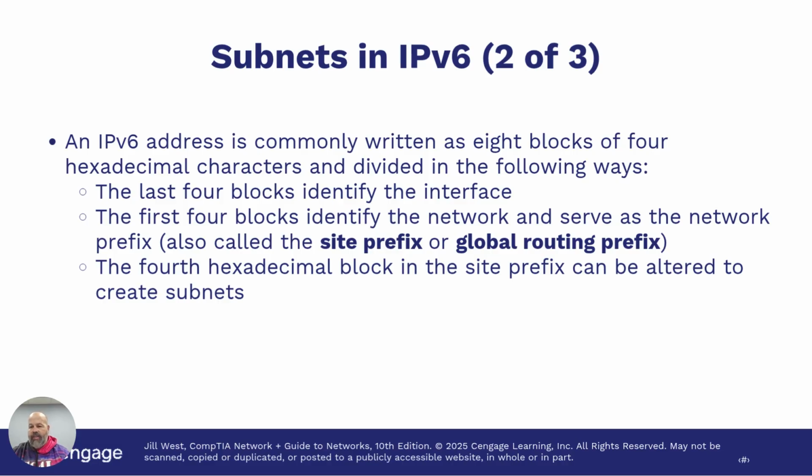The fourth hexadecimal block can be altered to create subnets, giving you 65,536 possible subnets from a single IPv6 prefix. It's like having a city where you can create 65,000 different neighborhoods, each capable of housing quintillions of residents. We're not running out of space anytime soon.